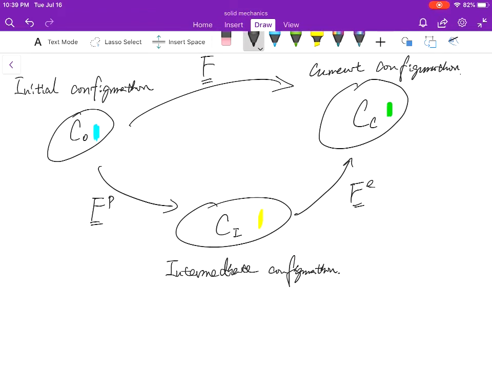Okay, so basically from this figure, we can see that if we do the elastic unloading from the current configuration, we get this intermediate configuration. That means because there is no elastic deformation in the intermediate configuration, the stress is zero, because the stress is only contributed by the elastic strain, while the plastic strain does not contribute to the current stress. So the intermediate configuration is a stress-free state.